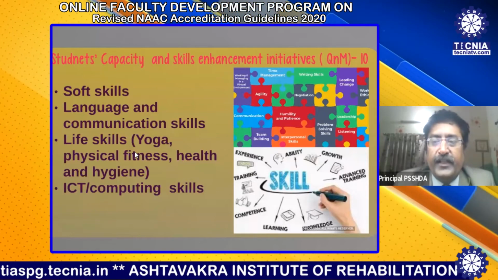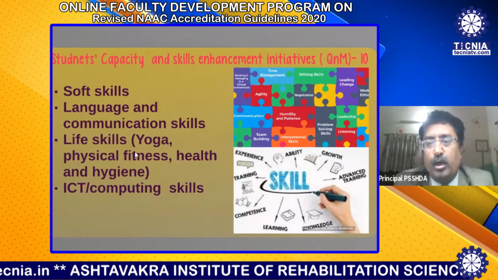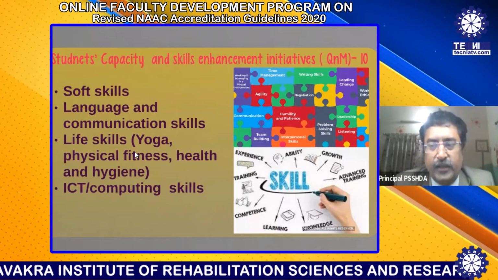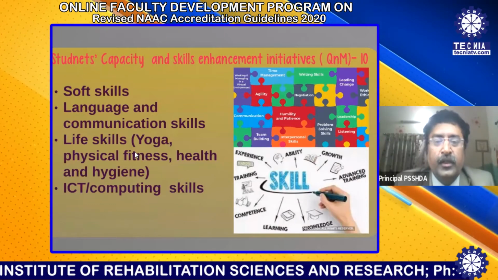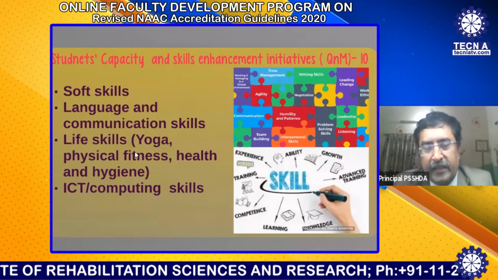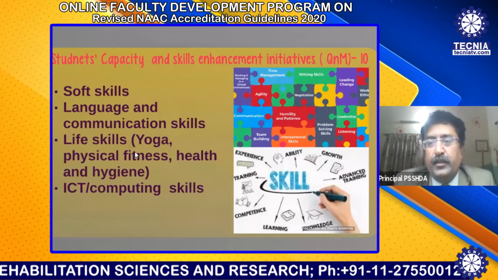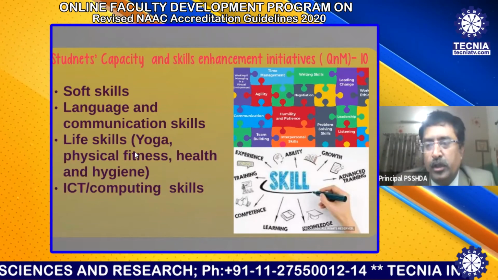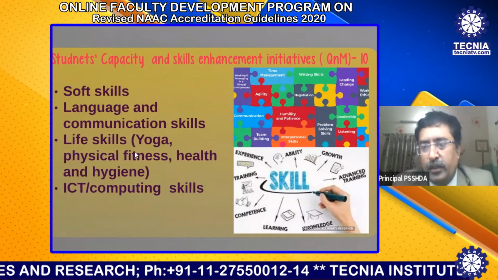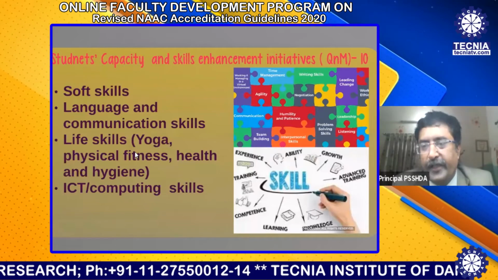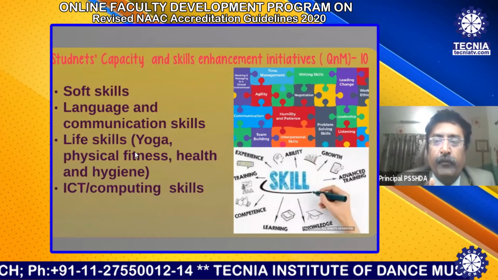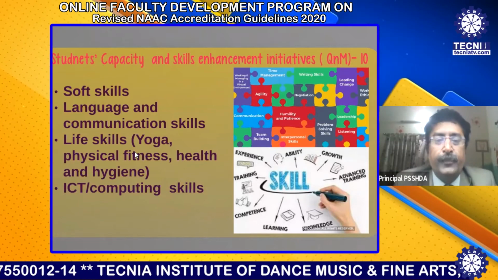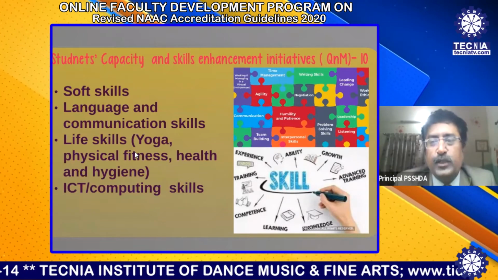For physical fitness, if you have an indoor stadium or gym, or your campus has a health center, you are taking care of your students for their health and everything. For hygiene, your campus canteen or pantry room, your laboratories, if everything is very well maintained and hygienic, then you will definitely benefit under this criteria. And finally, ICT is very important.